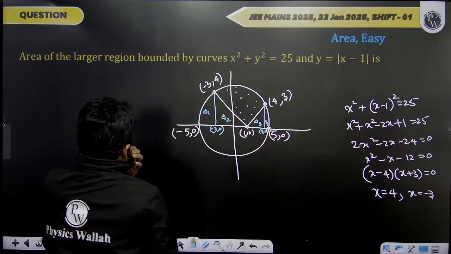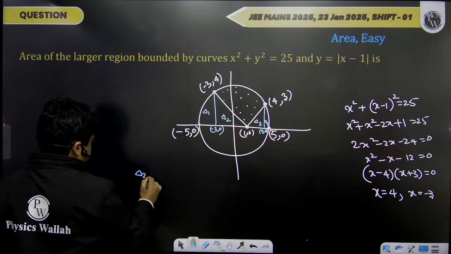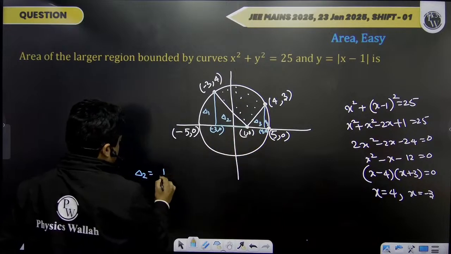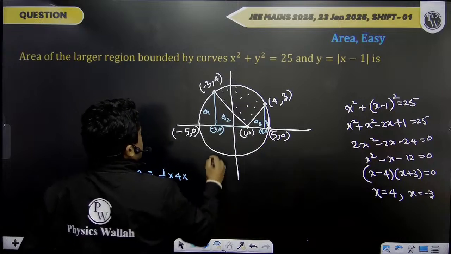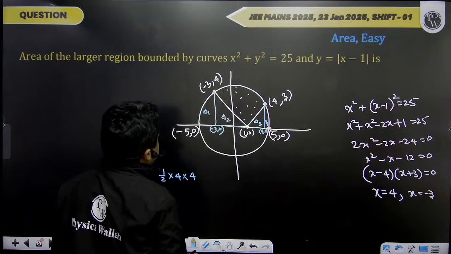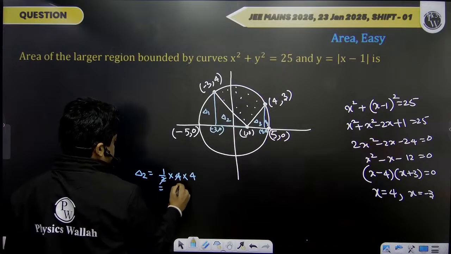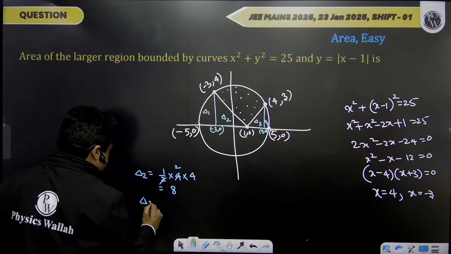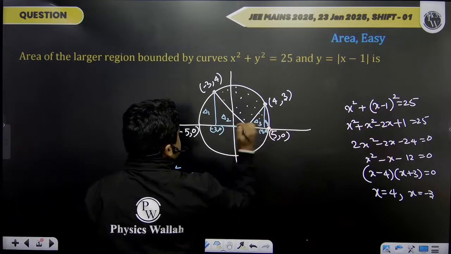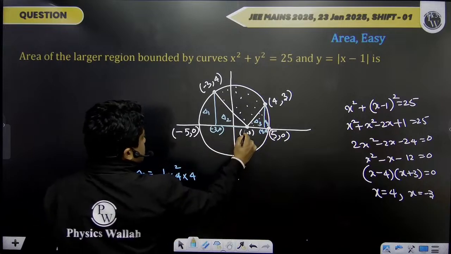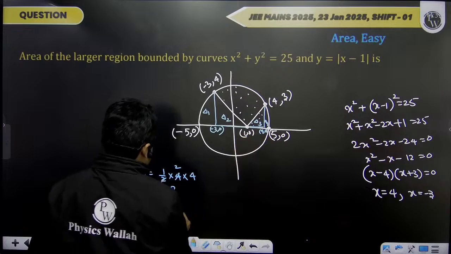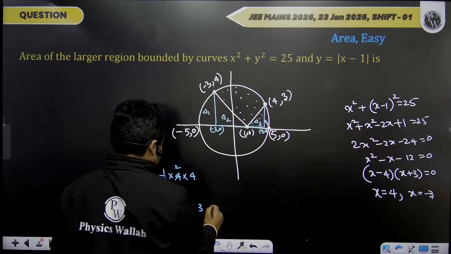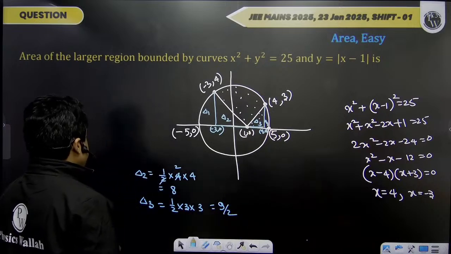So delta 2 will be what? Area of delta 2 will be, that will be minus 3 to 1. This length is how much? 4. So half into 4 into the height is how much? The height is 4, right? So this will be equal to 8 square units, and delta 3 will be equal to what? Delta 3 is also this triangle. So this triangle area will be, this is 1 comma 0, this is 4 comma 0. So the length of the base is 3. So half into 3 into the height, which is 3. So this will be equal to 9 by 2. Okay. So delta 2 and delta 3 we found.